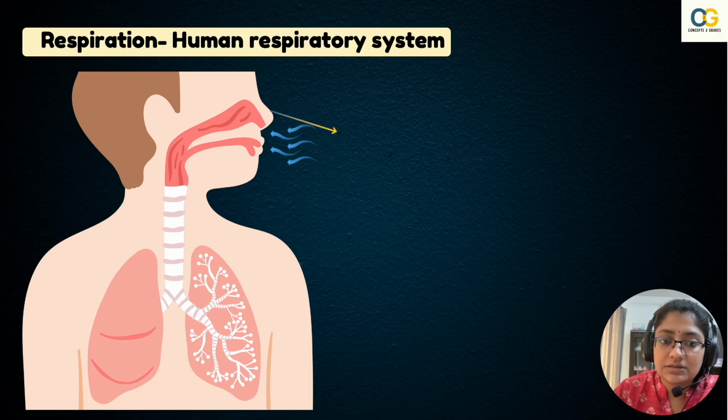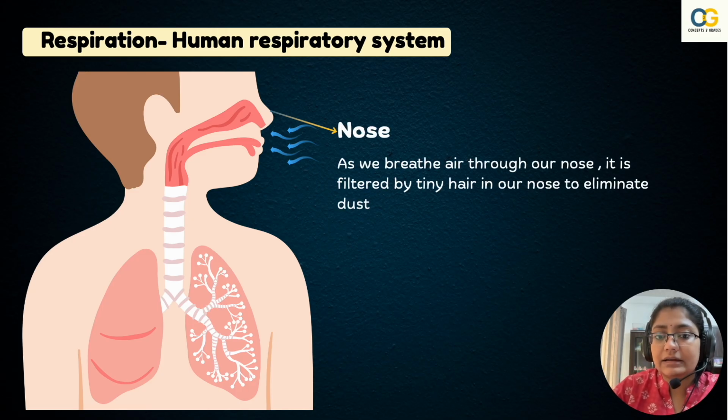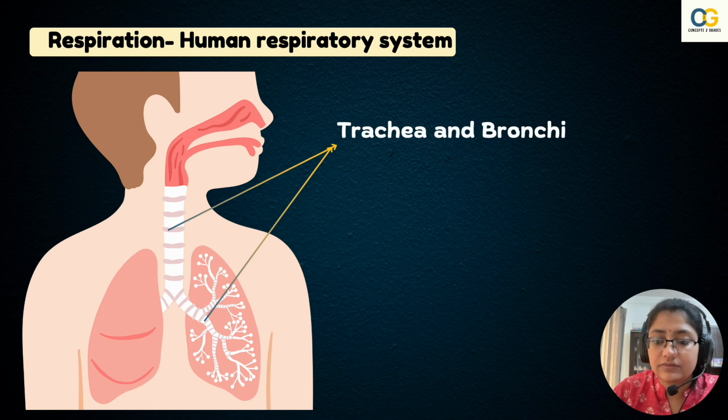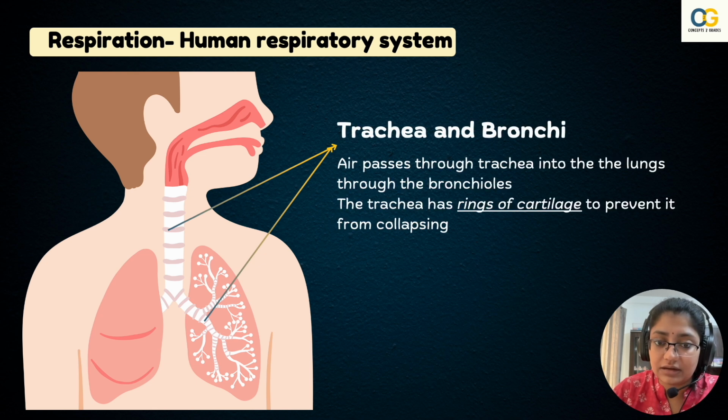So from the nose, the air enters into the body. You do the breathing and the air enters into your body. And when that happens, as we breathe through the nose, it is filtered by the tiny hair that is present in our nose to eliminate the dust that is present outside. And from there, it passes through the trachea and the bronchioles, which together are called the lungs.